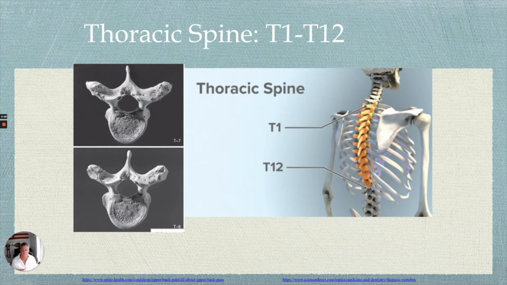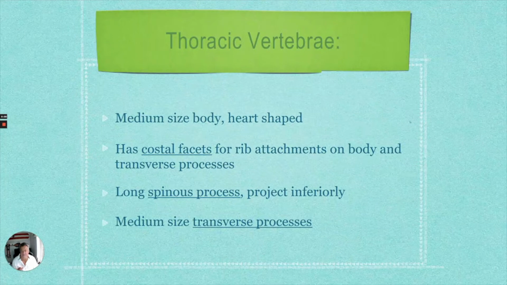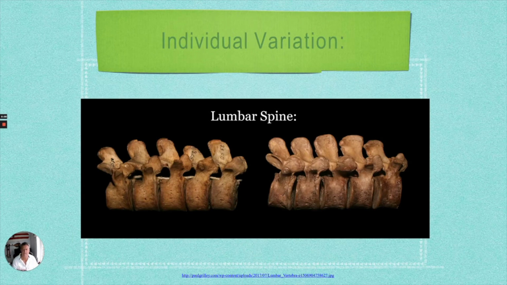So from there, we see those bones are pretty big. They are medium-sized body, heart-shaped. They have costal facets for rib attachments on the body and transverse process. They've got long spinous processes which project inferiorly. We'll talk about inferior, posterior, and so forth as we go along. And they have medium-sized processes.